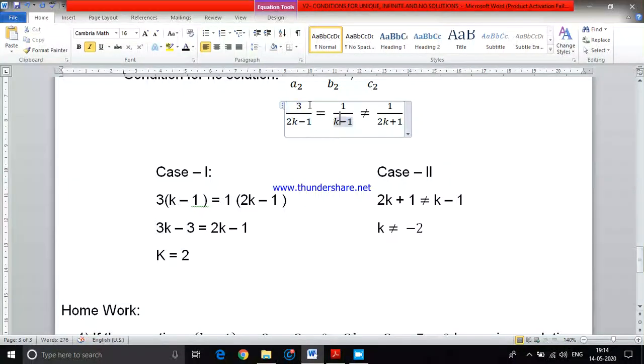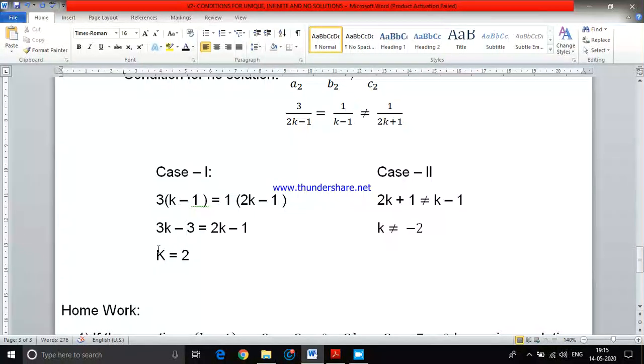When I solve it, 3 will be multiplied with k minus 1. So 3 into (k minus 1) will be equal to 1 multiplied with 2k minus 1, so 1 into (2k minus 1). When I open, 3 into k is 3k, 3 into minus 1 is minus 3. So I got 3k minus 3 equals 2k minus 1, because multiplying with 1 doesn't make any difference.